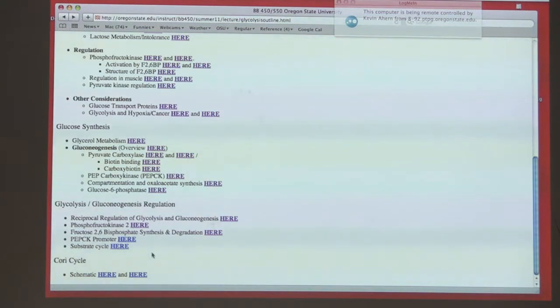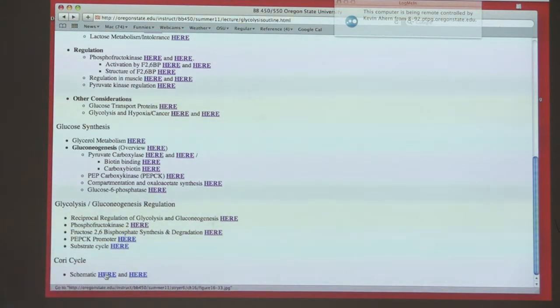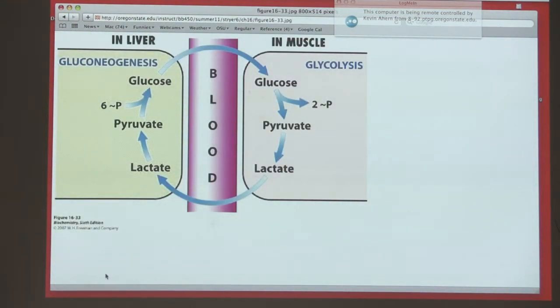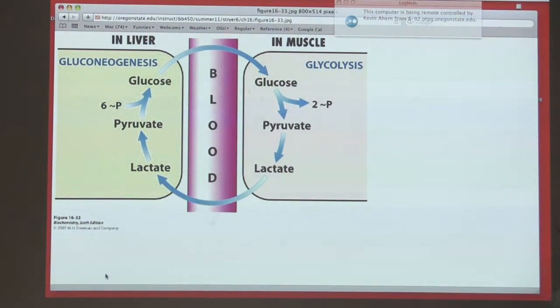What I want to do today is finish with a cycle that most students find quite easy to understand based on what you've learned. So we'll move from something that's fairly complicated to something that's fairly easy, and that'll be the last thing I will talk about today. I do have a song that's my favorite song, and we'll do that one today after I finish this. Okay? This is the Cori cycle. The Cori cycle schematically looks like this, but I'm going to tell you about it in words.